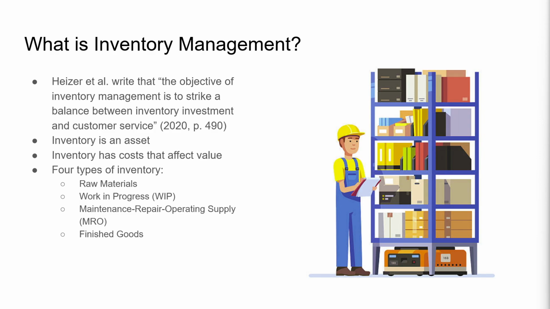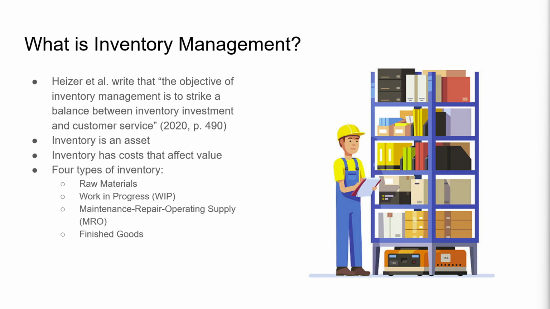Within inventory management, there are 4 categories of inventory. Raw materials are one form. These items are inputs into an organization's transformation processes. Work in progress inventory are items that are currently in some stage of the transformation process, such as subassemblies.